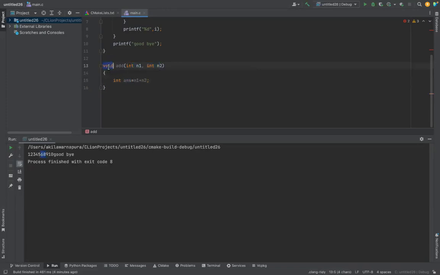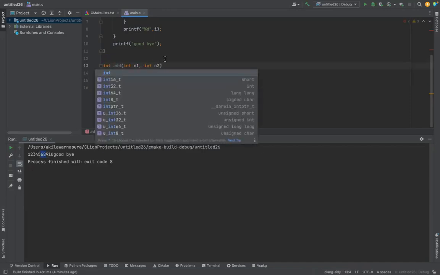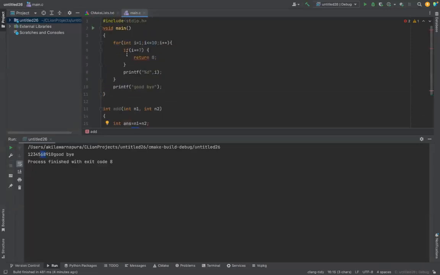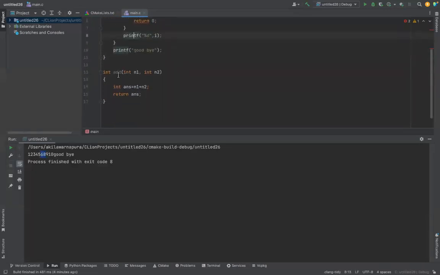Therefore the return type mentioned as void should be changed to int. Then you need to return answer. That means this function returns a particular integer type called answer. From this main function you can call this add function and get the answer properly.